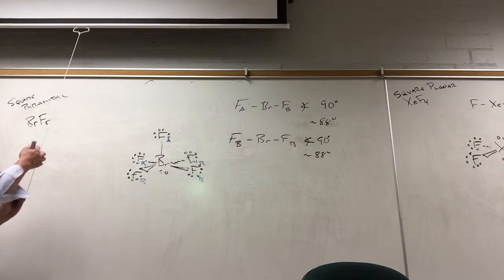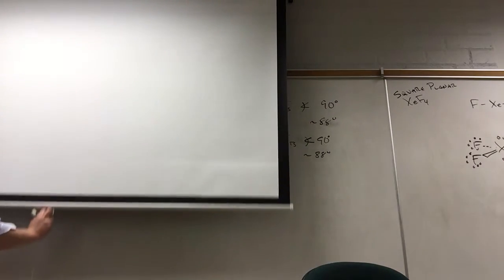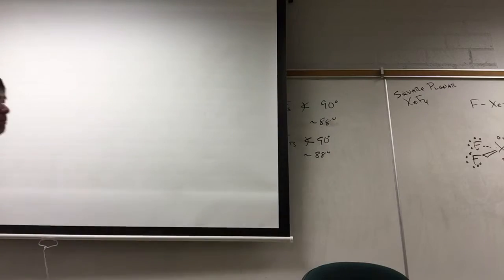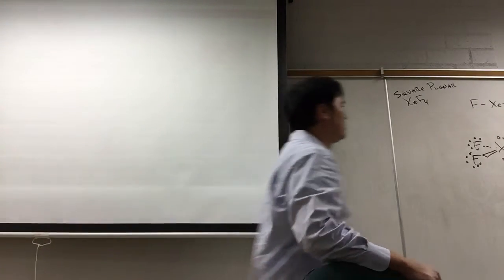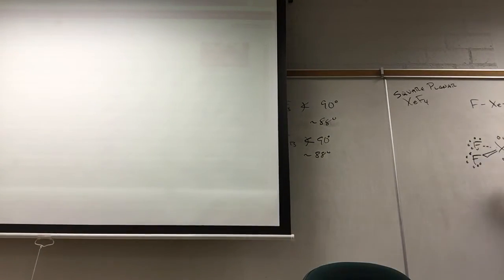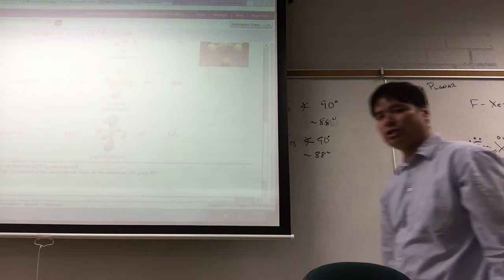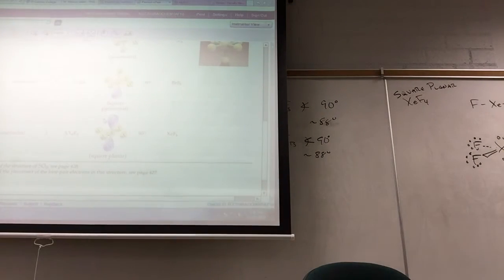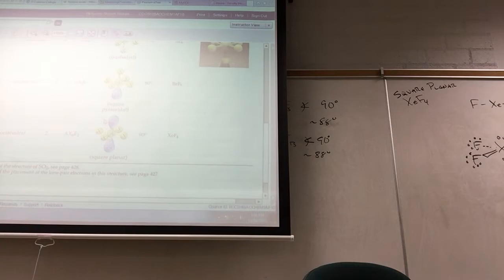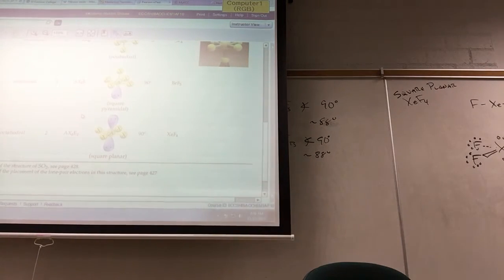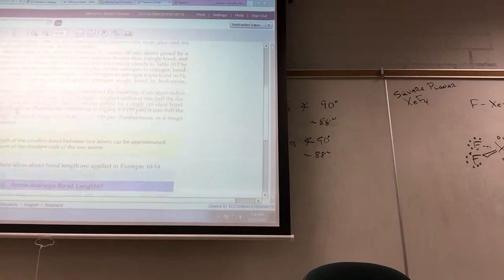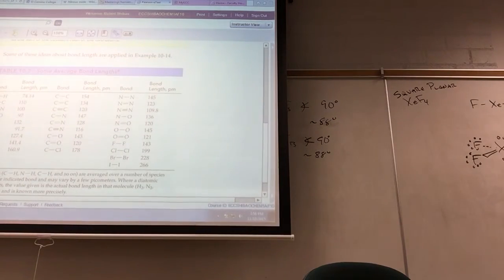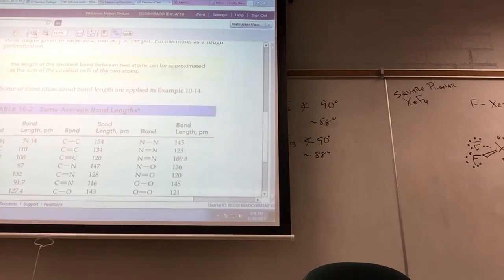So what do we need in order to define the shape of a molecule? There are two things we need to define the shape of a molecule. We need the bond angles and the bond lengths. If we know the bond angles and the bond lengths, then we have the three-dimensional shape of the molecule. And the last part of chapter 10 talks about bond order and bond length. So let's take a look at some of these bond lengths here.